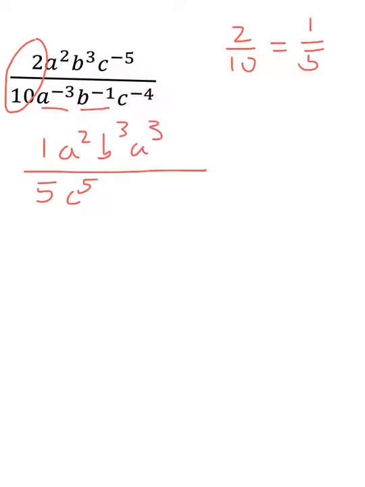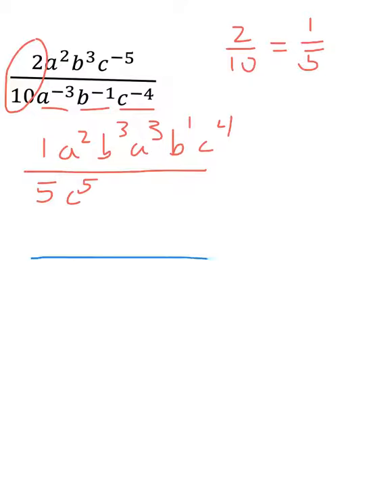Same thing with this b to the negative 1, b to the 1 in the numerator, and this c to the negative 4. Okay, c to the 4 in the numerator. Now let's combine our like variables. Let me get a different color.